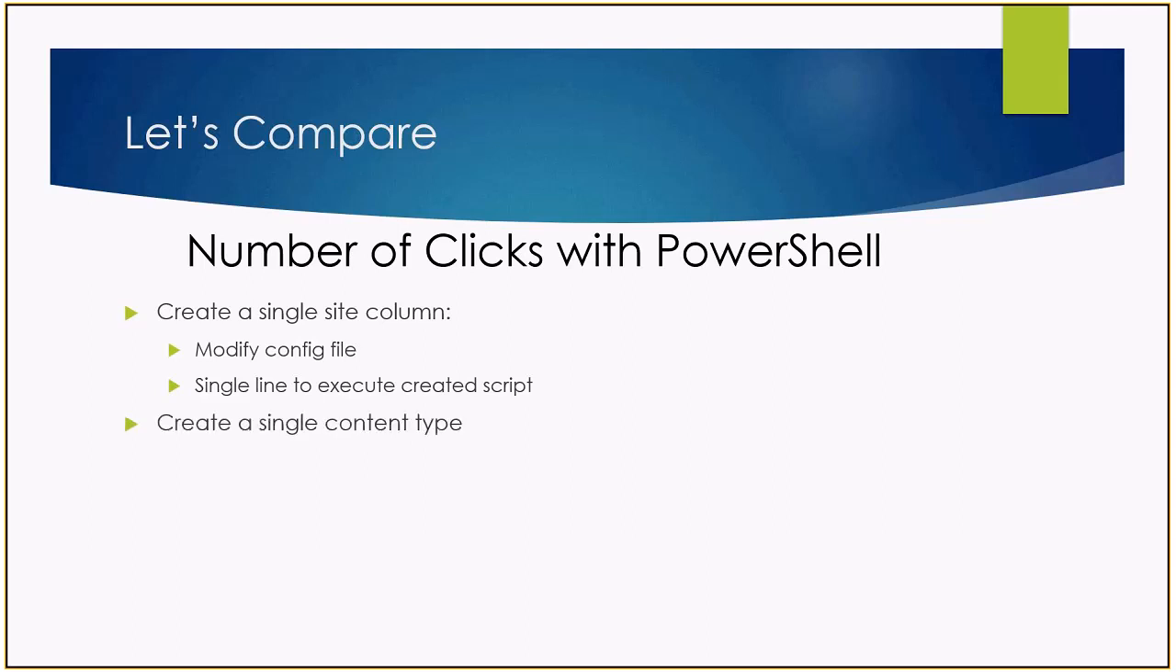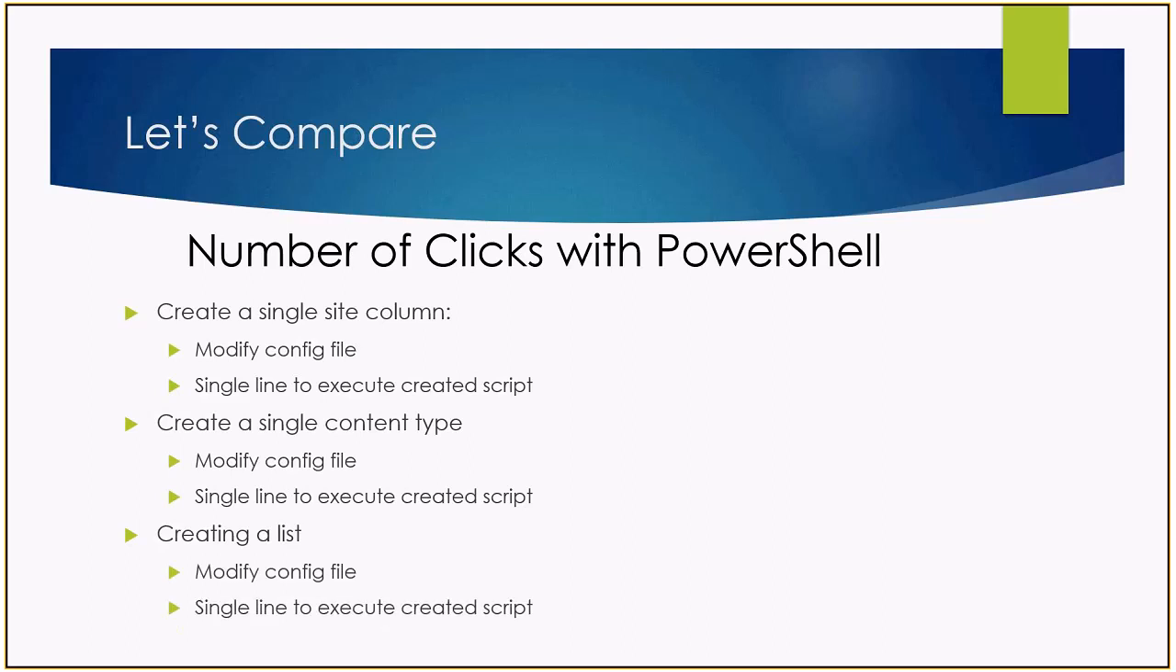What about a content type? Same thing, modify a config file, a single line to execute my script, and my content types are there with the site columns I want within it. What about creating a list? Same thing, I think you're seeing a pattern here. You modify a config file, you use a single line of execution, you run your script, and your list is created, and any settings you want are added to it as well.